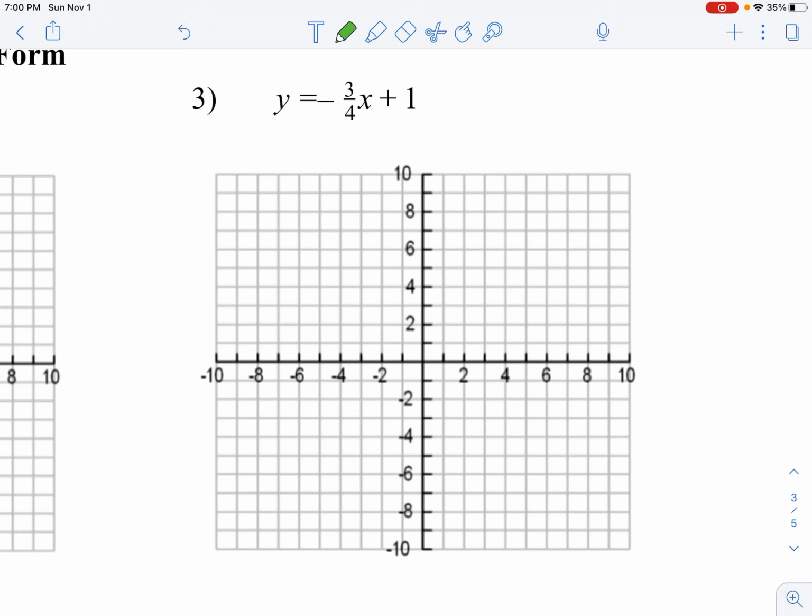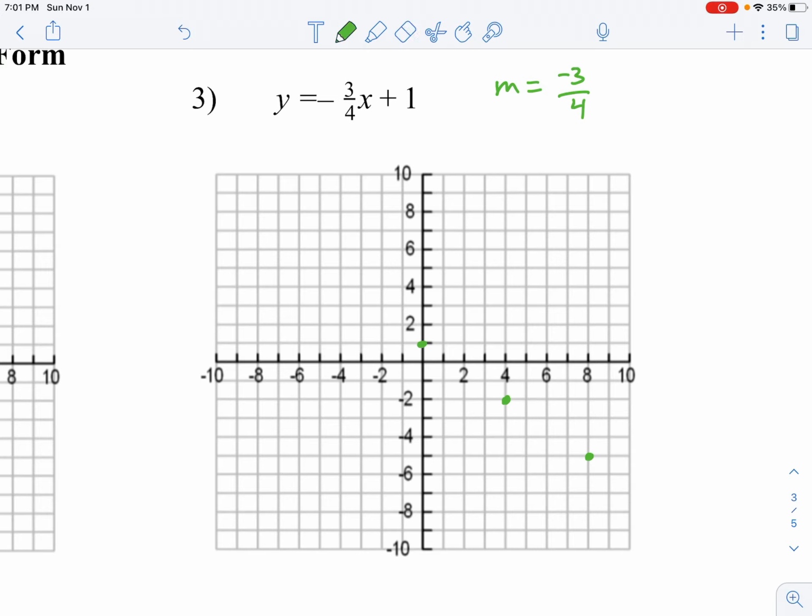Number 3. So now we've got negative 3 over 4x plus 1. Okay, so starting with my y-intercept again, I'm going to put a point there, and then I'm going -3/4, which I'm going to actually adjust to look like this, -3 over 4. We can move that negative wherever we want, so I'm going to put it like that. So -3 over 4 would look like 1, 2, 3, and then 1, 2, 3, 4 right here. That's down 3 and over 4. Down 3 and over 4 would look like this one.